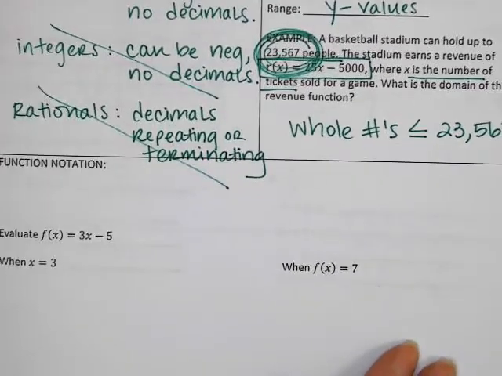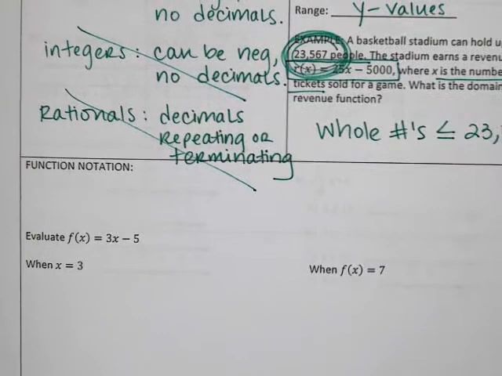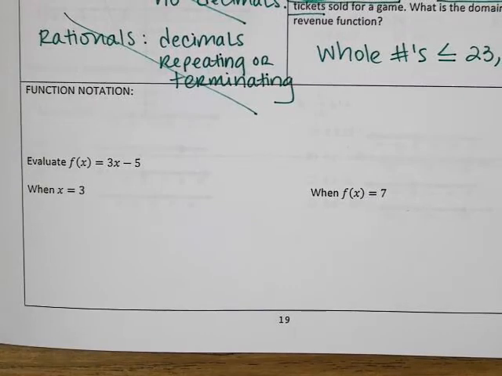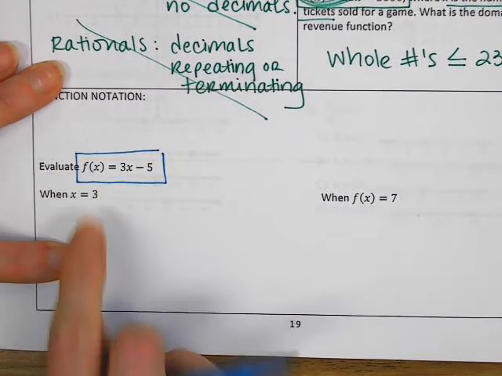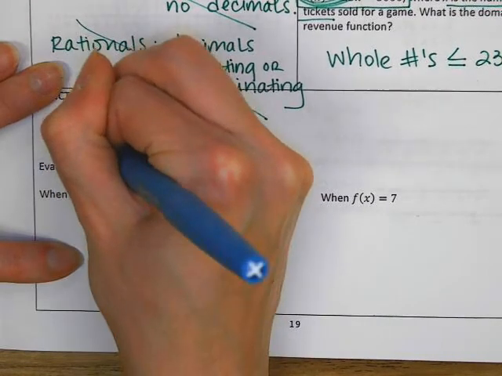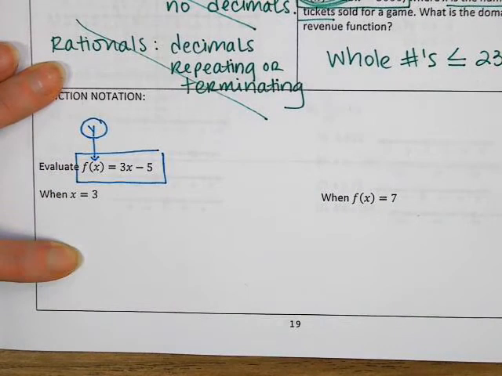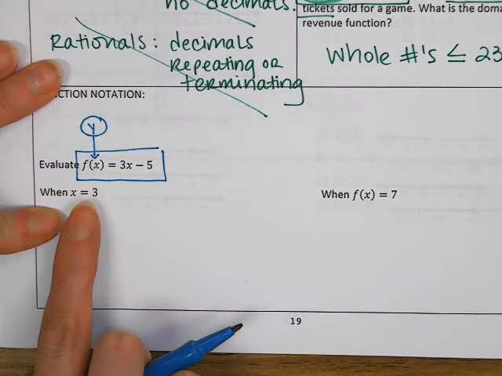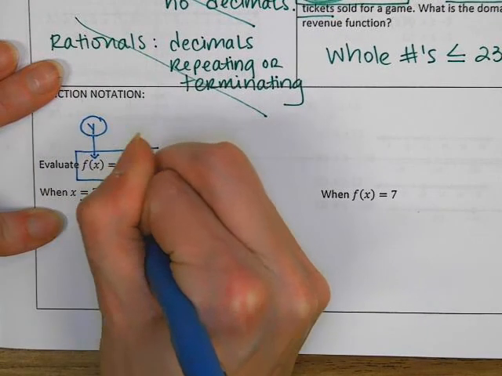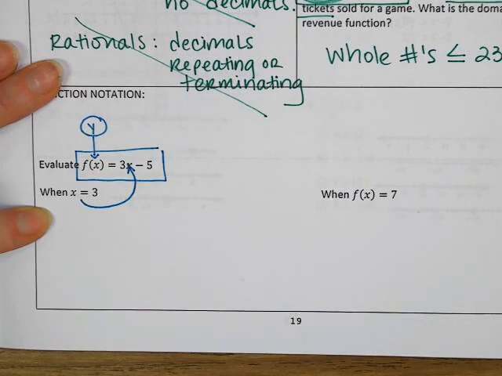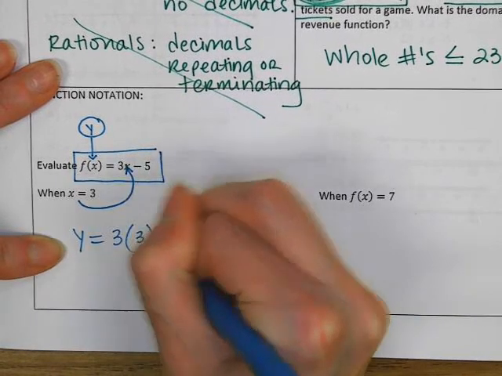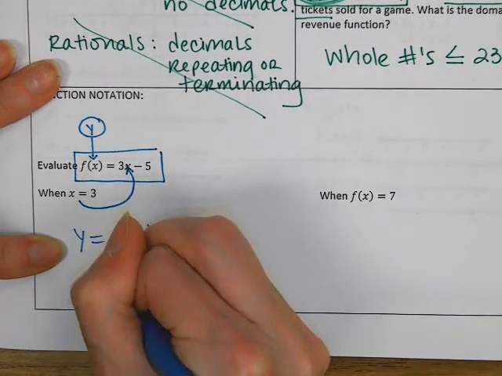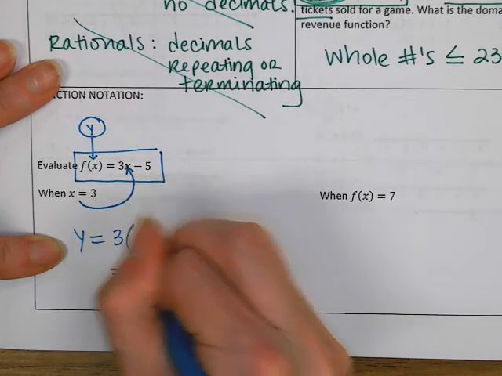Okay, then we did functions, which some of you thought was pretty hard. If we give you something in function notation, remember f of x really just means y. When it says x equals 3, they literally just want you to plug in 3 for x. So y is going to be 3 times 3 minus 5. And that ends up being 9 minus 5 is 4.